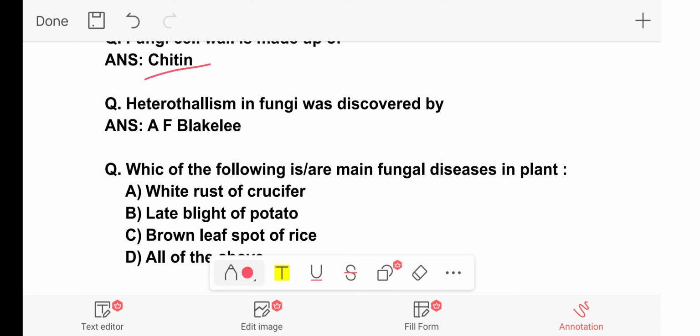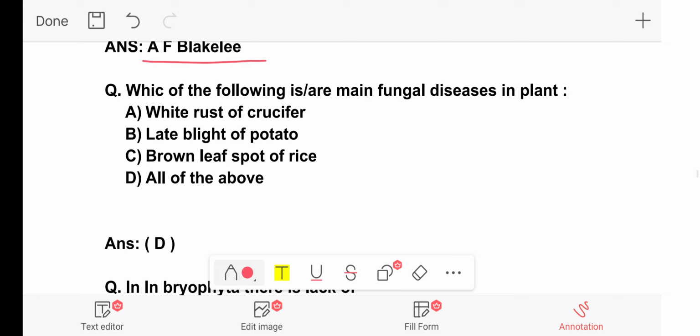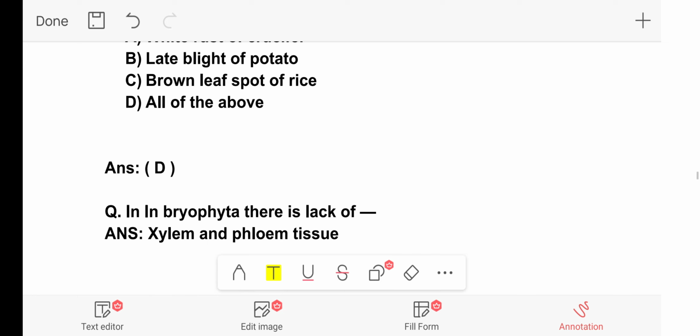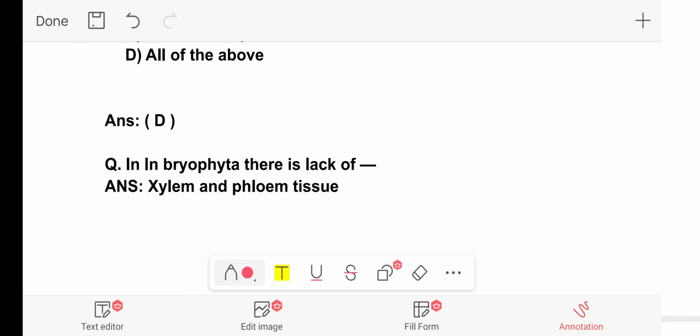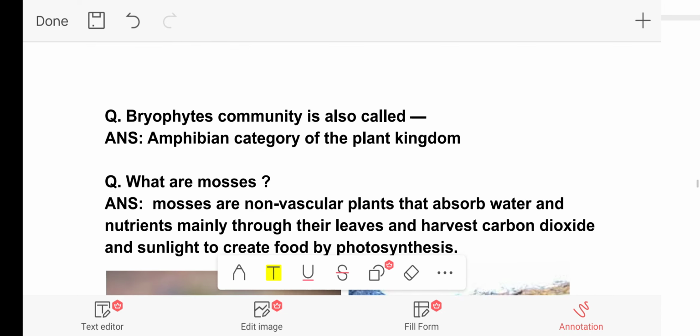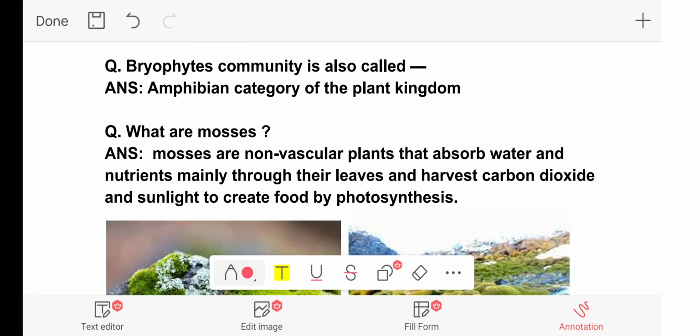Heterothallism in fungi was discovered by A.F. Blakeslee. Next, which of the following is a main fungal disease in plants? Option A, white rust of crucifers, late blight of potato, brown leaf spot of rice, or all of the above. Answer is option D, all of the above are fungal diseases in plants. Next, in Bryophyta, there is a lack of, answer, xylem and phloem tissue. Next, Bryophyte community is also called, answer, amphibian category of the plant kingdom. So Bryophytes are also called the amphibians of the plant kingdom.